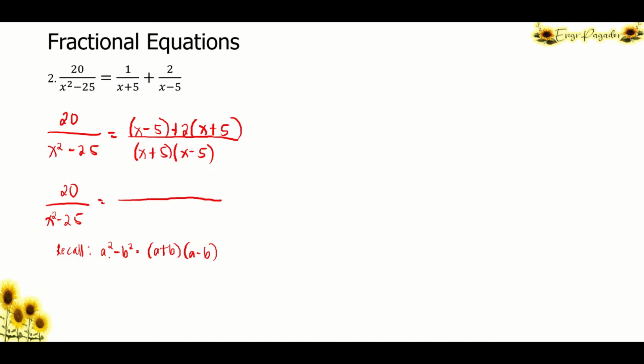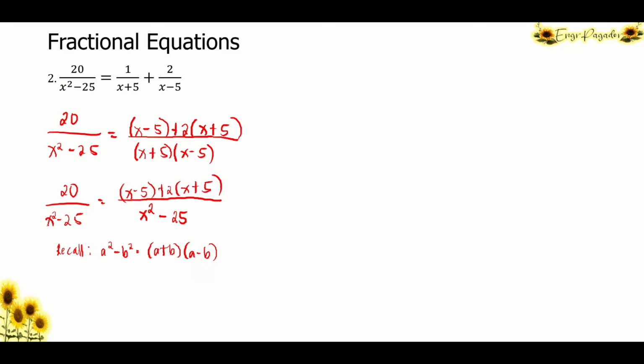So, let's denote x as a and 5 as b. So, if we are going to square that one, that is equal to x squared minus our b, that is 5. So, what is 5 squared? Of course, that is 25. And then, we copy yung nasa taas, or our numerator, plus 2 times x plus 5.